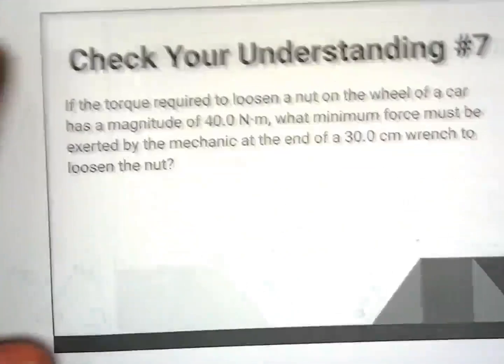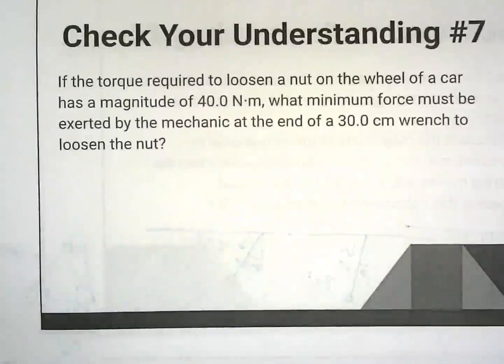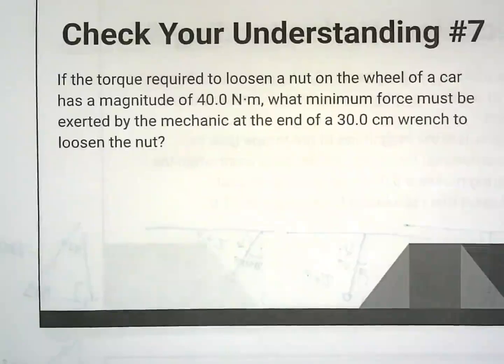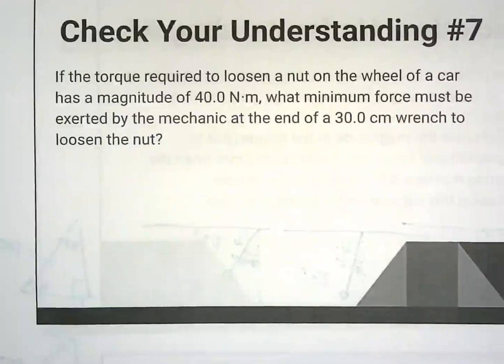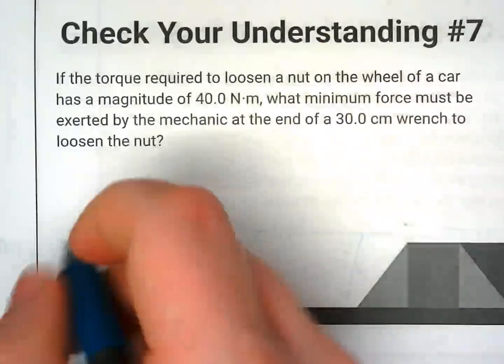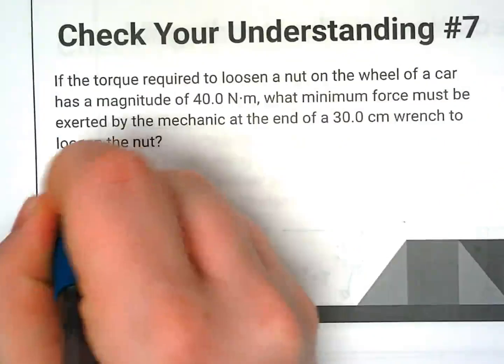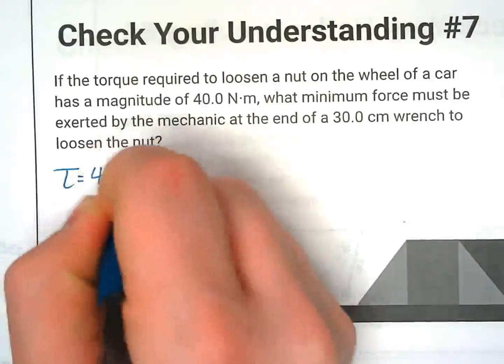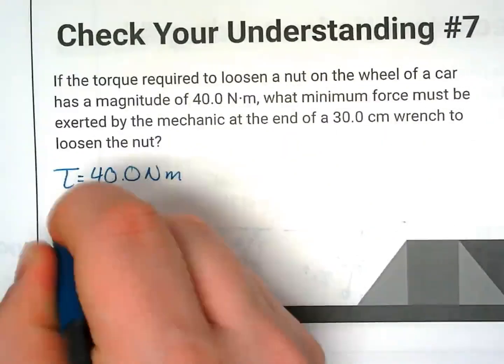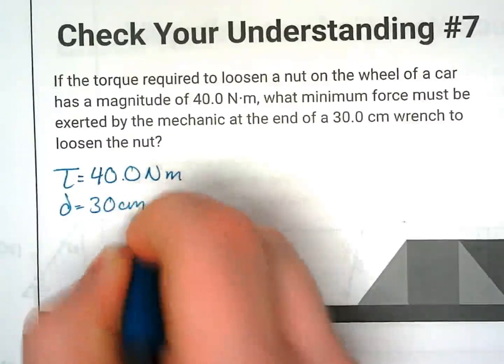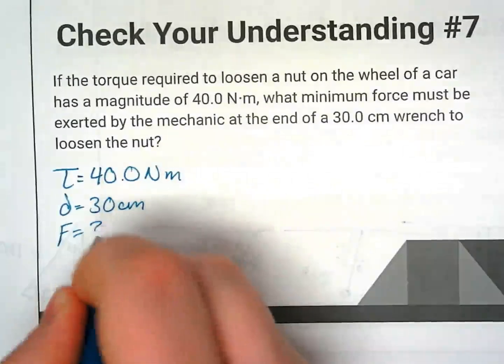And then lastly, number 7. If the torque required to loosen a nut on a wheel of a car has a magnitude of 40 newton meters, what's the minimum force that must be exerted by the mechanic at the end of a 30 centimeter wrench to loosen the nut? So here we have torque already given to us, 40.0 newton meters. We've got a lever arm of 30 centimeters. How much force do we have to use?